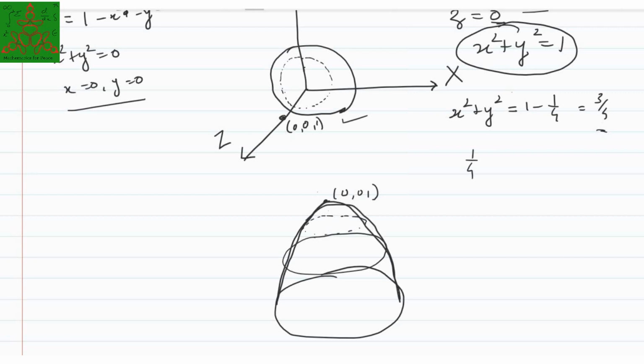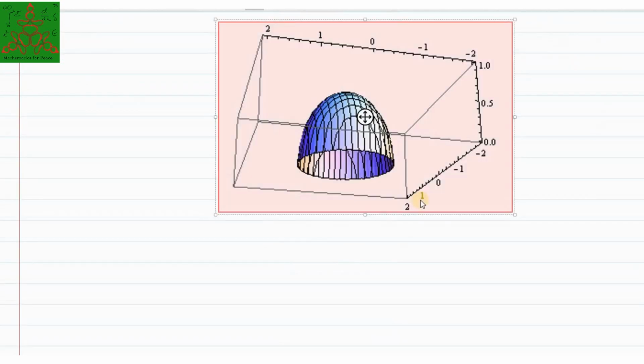And I have drawn the graph of this function in one of the software. In this you can say that this is the point that we have said, the point 0, 0, 1, and this is the circle that we have. So in that manner we can plot such a graph of the function. Let us take one more example.